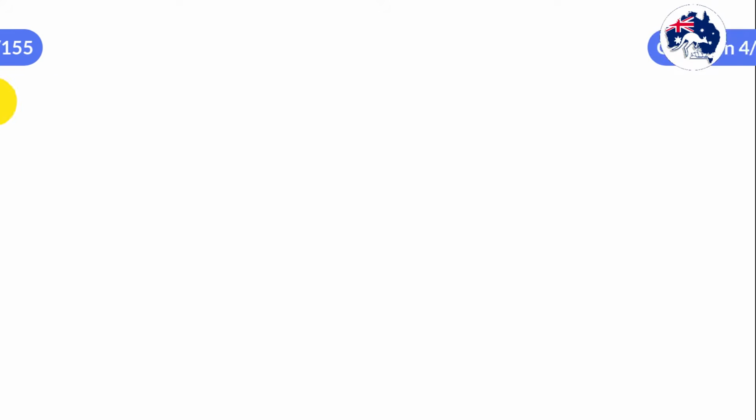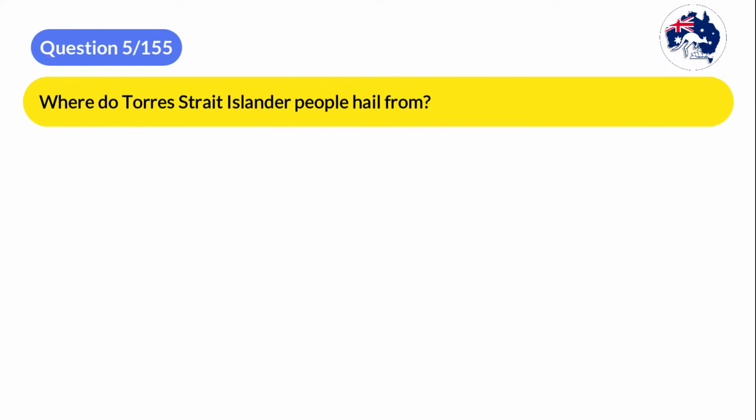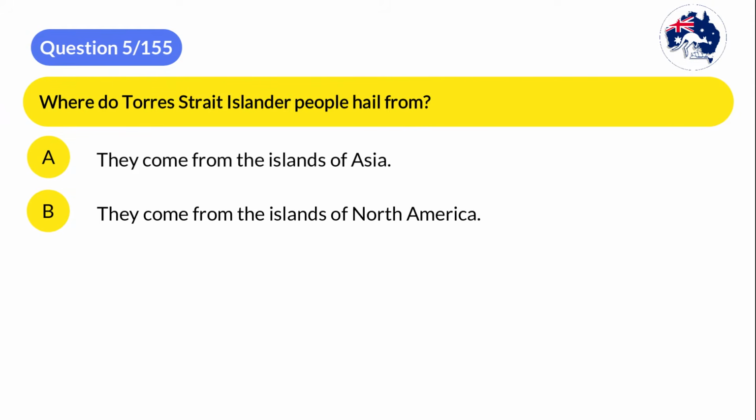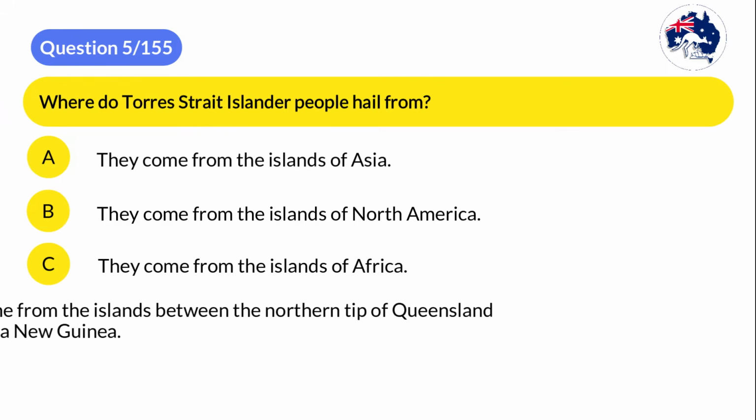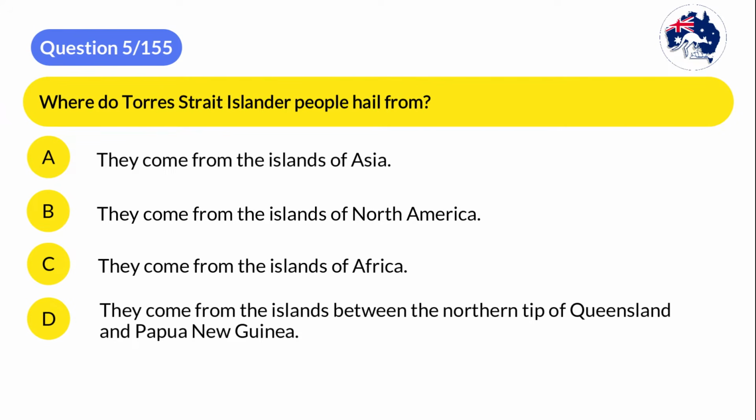Question 5. Where do Torres Strait Islander people hail from? A. They come from the islands of Asia. B. They come from the islands of North America. C. They come from the islands of Africa. D. They come from the islands between the northern tip of Queensland and Papua New Guinea.